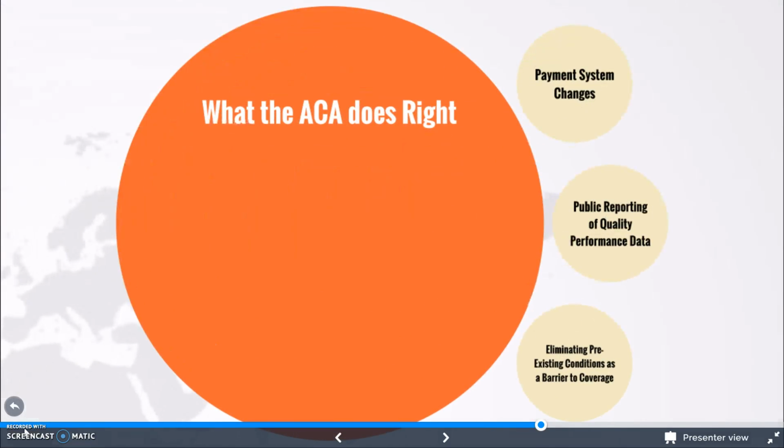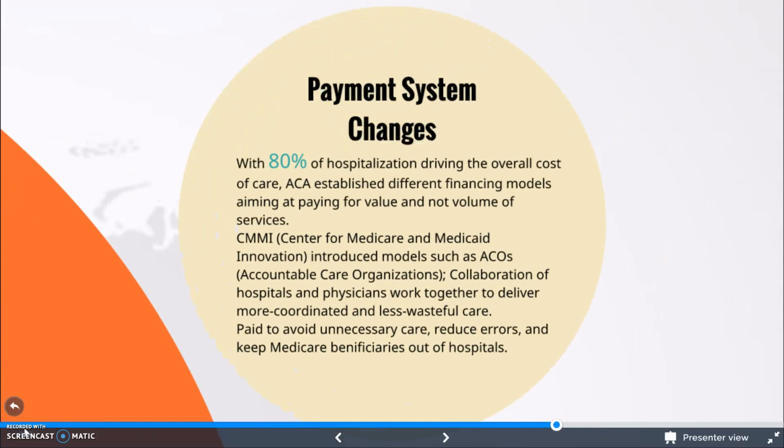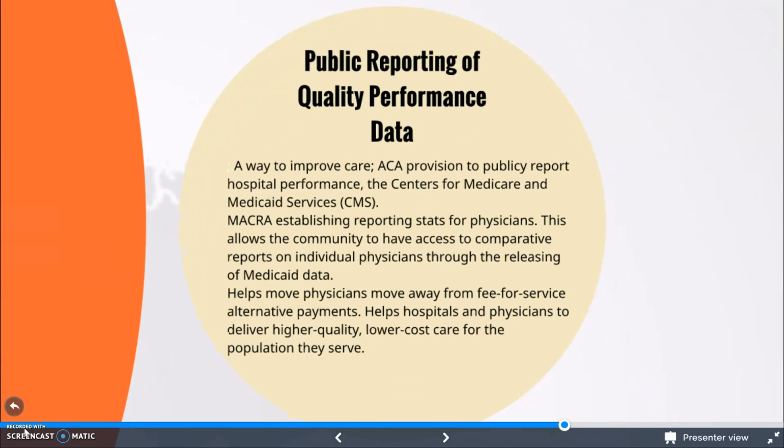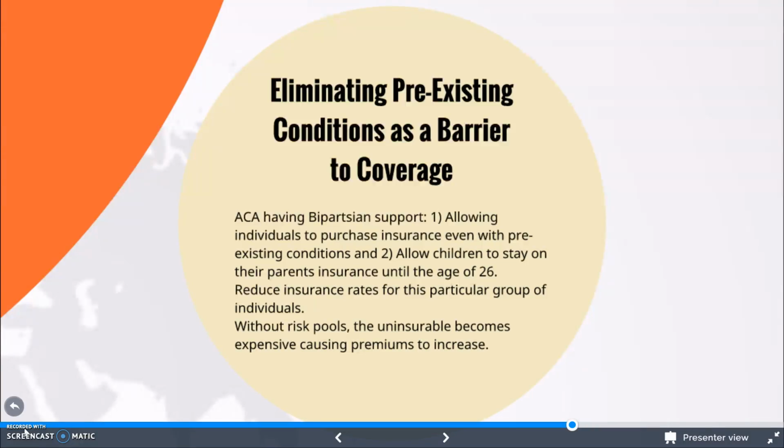So, what does the ACA do right? They create good models that aim at paying for value and not volume of services. Models include Medicare and Medicaid innovation and accountable care organizations. They have public reporting of quality performance data, which allows the community to access comparative reports on individual physicians through the releasing of Medicare data. And then they have eliminating pre-existing conditions as a barrier to coverage. With having bipartisan support, it will allow individuals to purchase insurance even with pre-existing conditions, and will also allow children to stay on their parents' insurance until the age of 26.